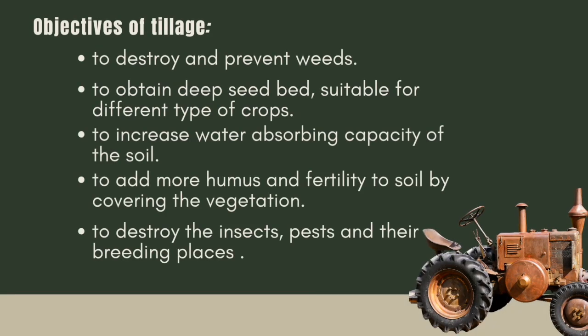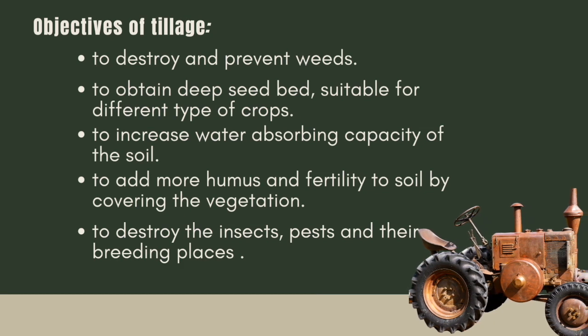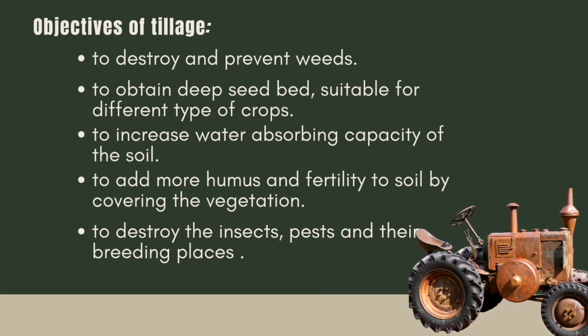The objectives of tillage are to destroy and prevent weeds, to obtain a deep seed bed suitable for different types of crops, to increase the water absorbing capacity of the soil, to add more humus and fertility to the soil by covering the vegetation, and to destroy the insects, pests, and their breeding places.